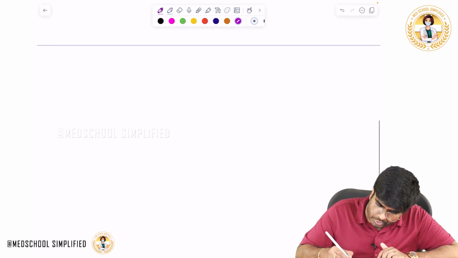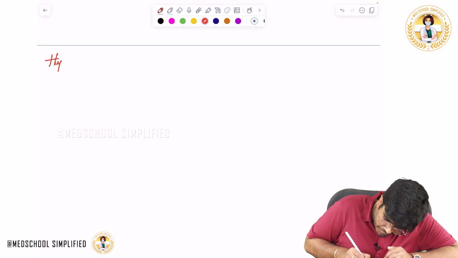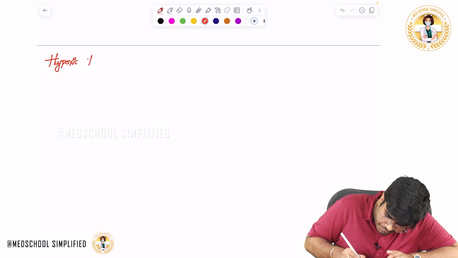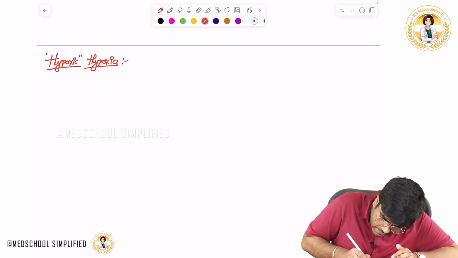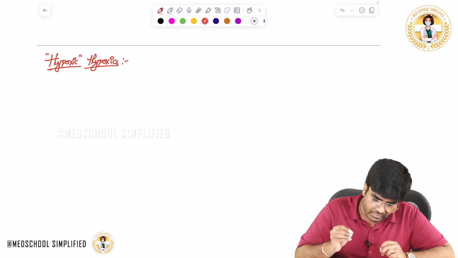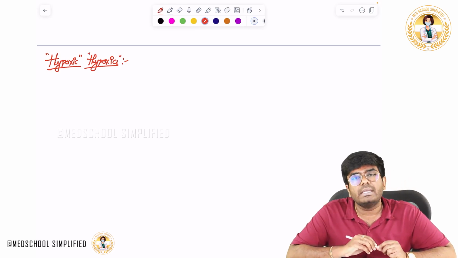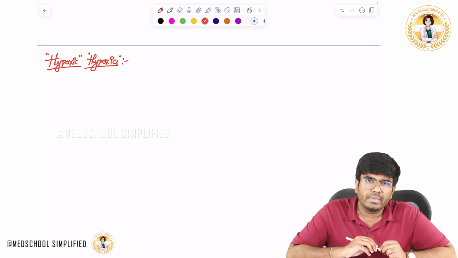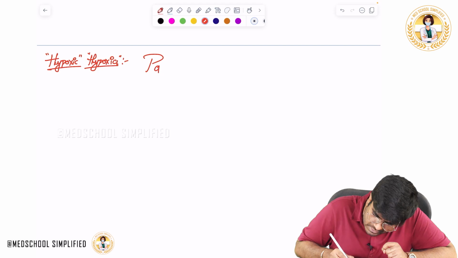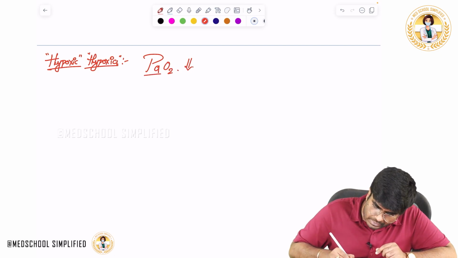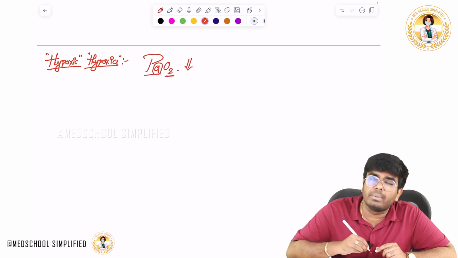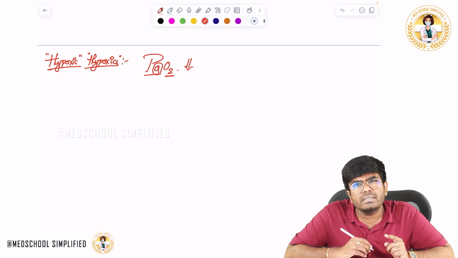The first type of hypoxia which I am going to discuss here is hypoxic hypoxia. In the name itself, there is a hypoxic condition which is leading to hypoxia. In an easy word I can say there is some problem with the partial pressure of oxygen. In this condition the partial pressure of oxygen is going down. So the partial pressure of oxygen in the arterial blood is decreasing. So there is less oxygen in the arterial blood.